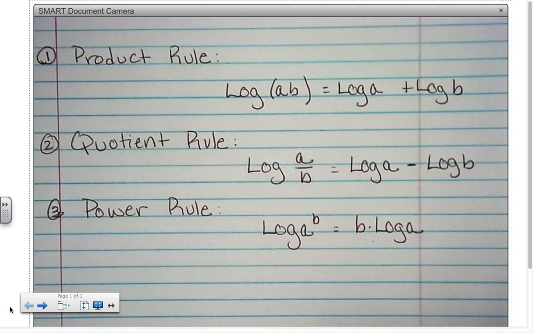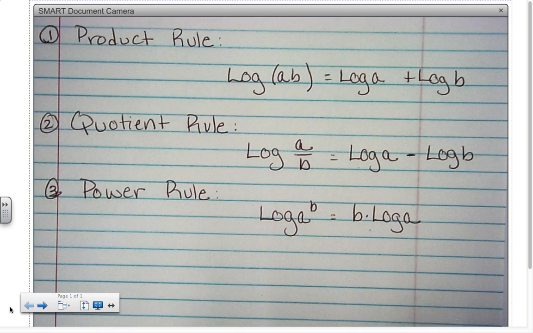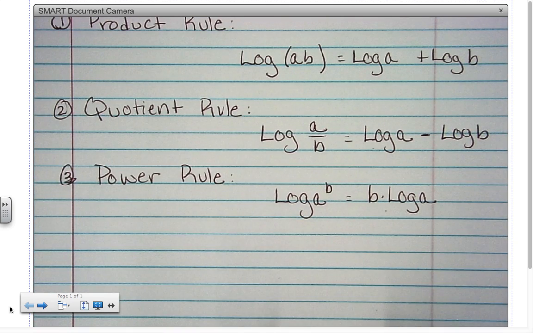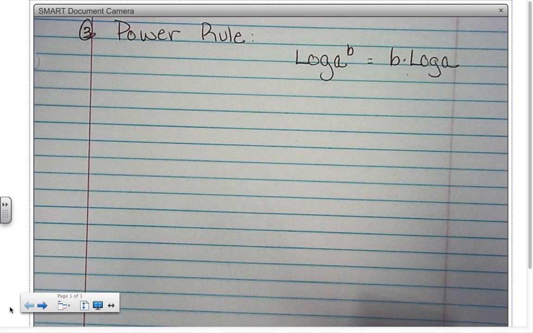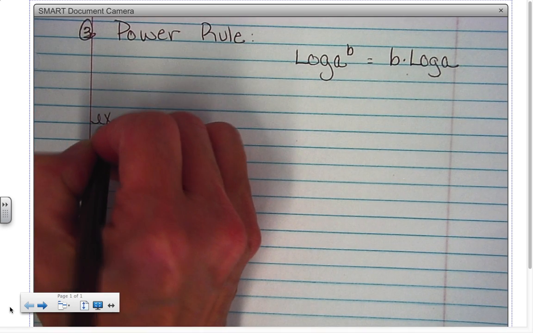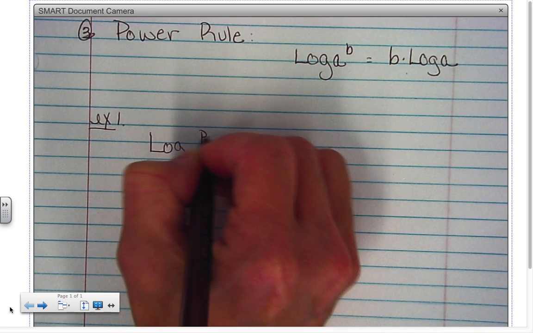All right, so they can ask you to apply the log rules and pull something apart and expand it, or they can ask you to work the reverse way and put it together using the log laws. So let's use some examples and I'll show you what I mean. Example 1, log of PQ all over 2.